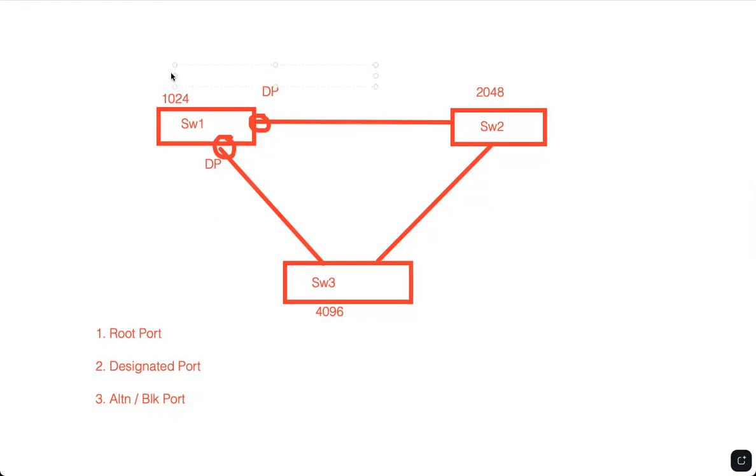So this is the root bridge, right? The ports which are close to the root bridge, this port is close and this port is close. So this port and this port are called root ports. Okay. So the ports on the root bridge are called designated ports.